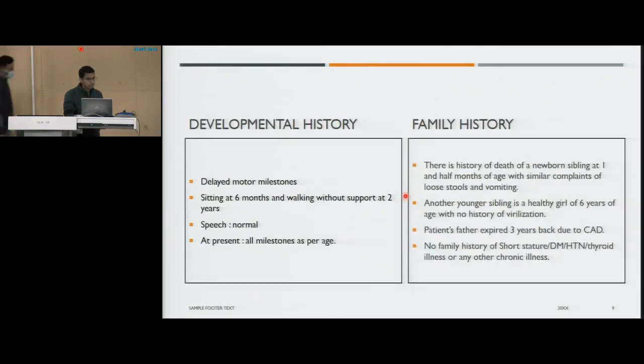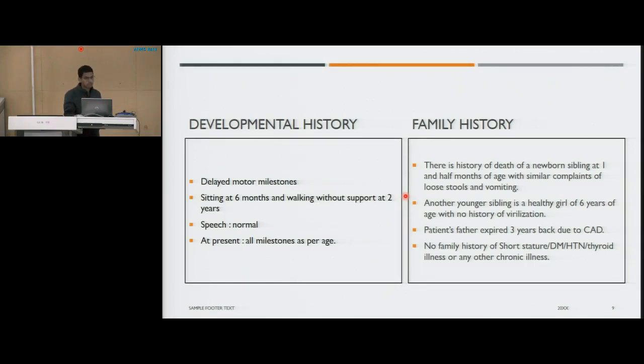Coming to developmental history, he has delayed motor milestones. He achieved sitting at 6 months and walking without support at 2 years of age. Speech is normal, and at present, at 10 years of age, he has achieved all milestones as per his age.